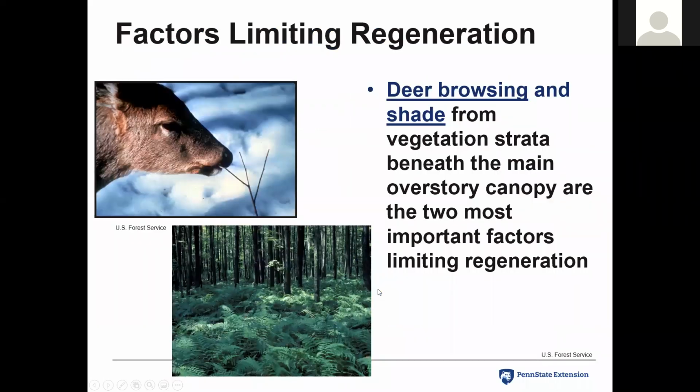But there are two primary limiting factors: deer browsing and shade. Shade from the vegetation strata beneath the main overstory canopy and deer browsing are the two most important factors limiting regeneration. So for example, you could come into an area like this and eliminate that fern canopy, but if you didn't address the deer problem here, you might just end up with the same situation over time. So you really have to look at this as a two-pronged approach and make sure that you're assessing what the impact of the deer is going to be, and if it's going to be a problem, that you're mitigating that in some way.